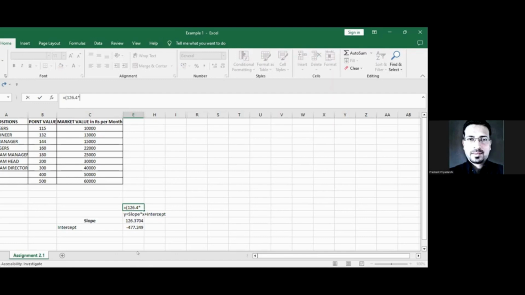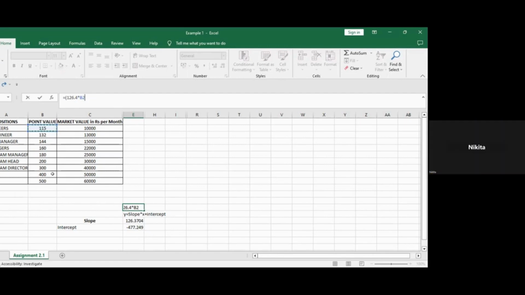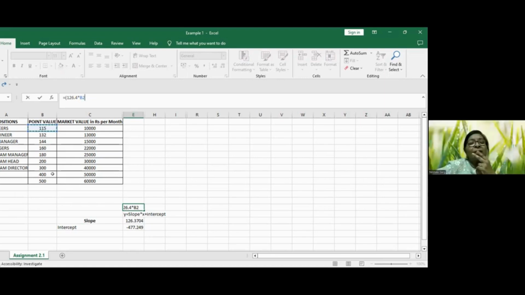Any cell in column B. So in column B, engineer, yeah, so click that. Okay, now what will you do? So close the bracket and then say minus 477.249. Yeah, in fact, click on your E column 1 there, and then you can drag it.